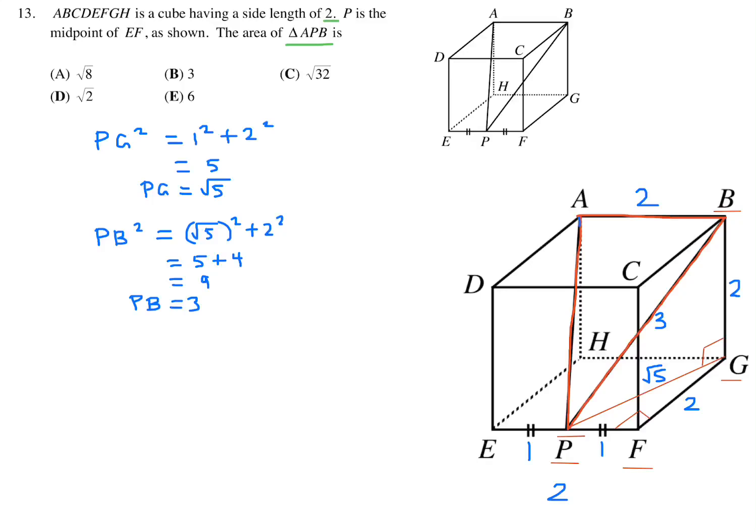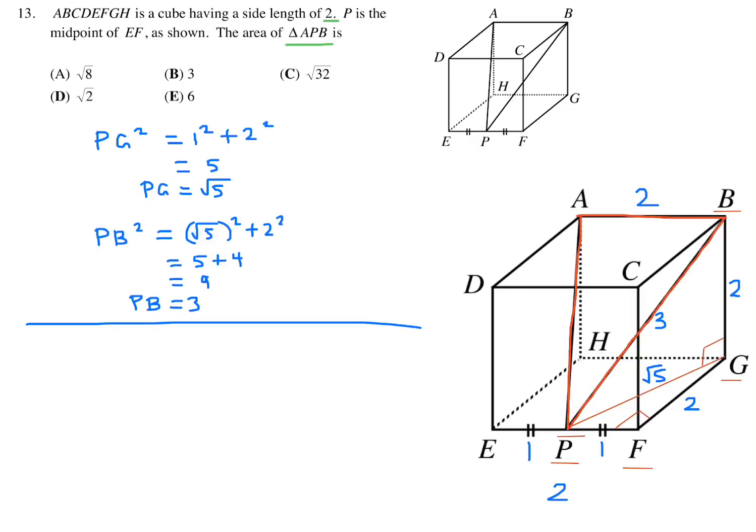Now we need to concentrate on AP. And AP will be calculated in a very similar way, very similar to what we just did with PB. All right, so now let's look at AP. If I draw a line from P to H, it's going to be a little bit harder to see because this is very narrow, but I hope you can see that.